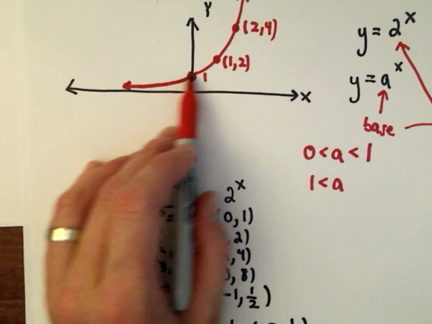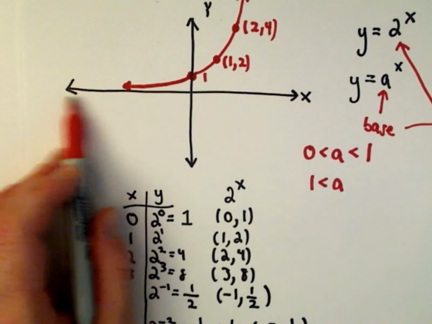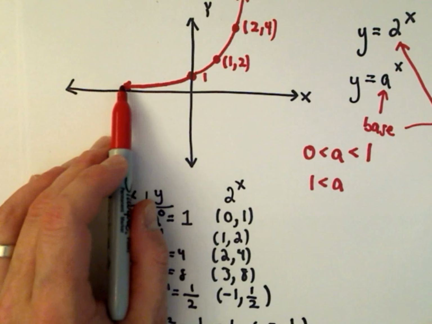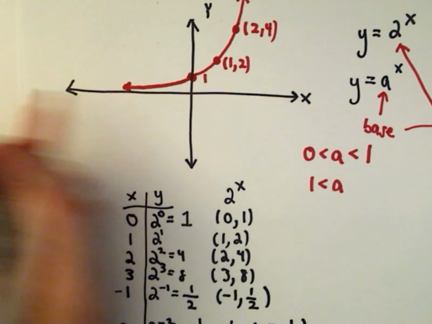So as we move to the left, it never dips below the x-axis. It never even touches the x-axis either. We're always going to get some positive number, but it's going to get closer and closer to 0.